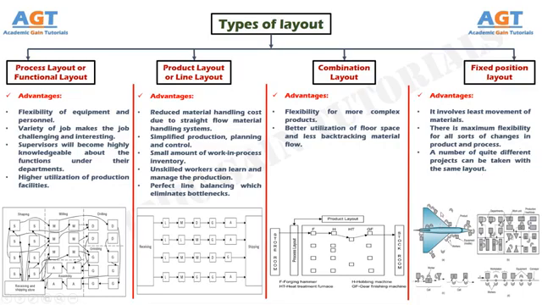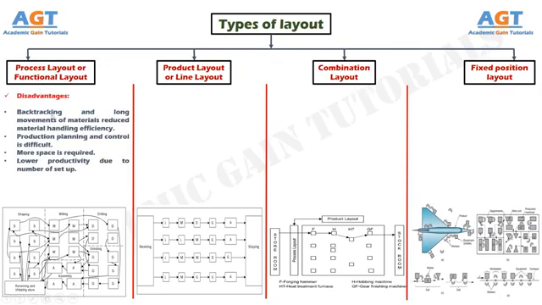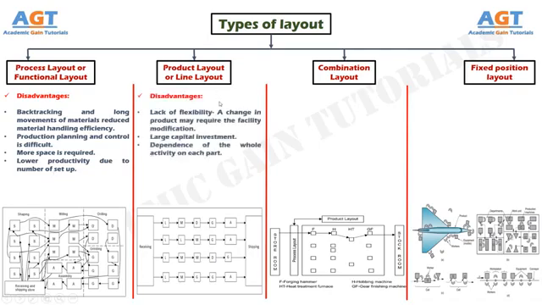Now, the disadvantages or limitations of using each of these layouts are as follows. Process layout or functional layout. Backtracking and long movements of materials, reduced material handling efficiency. Production planning and control is difficult. More space is required. Lower productivity due to number of setups. Product layout or line layout. Lack of flexibility. A change in product may require facility modification. Large capital investment. Dependence of the whole activity on each part.